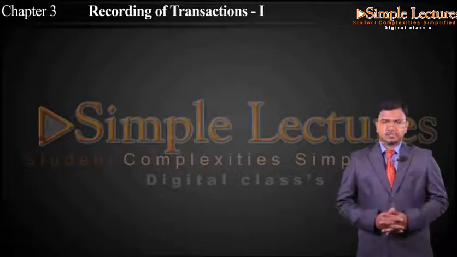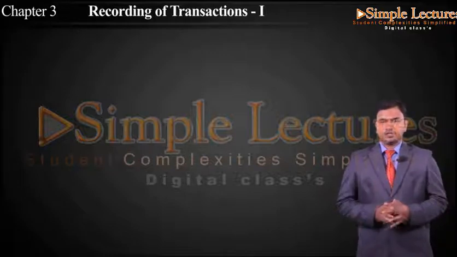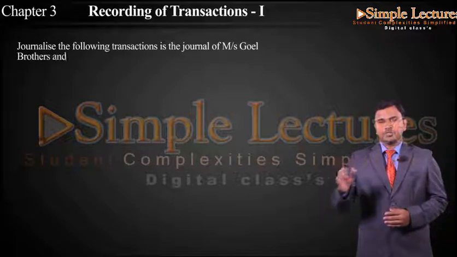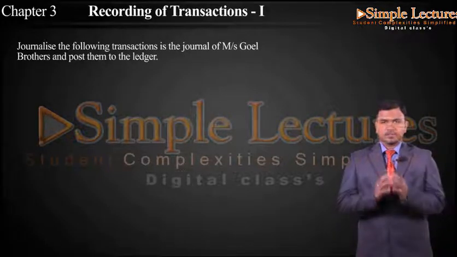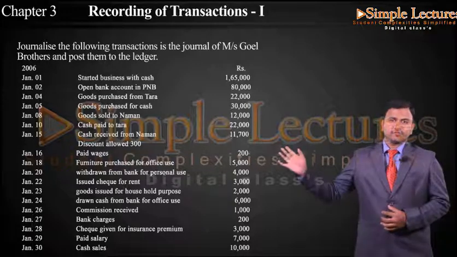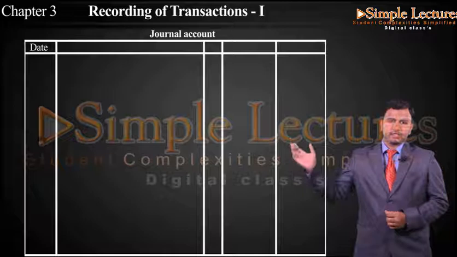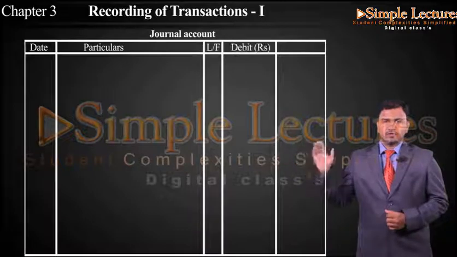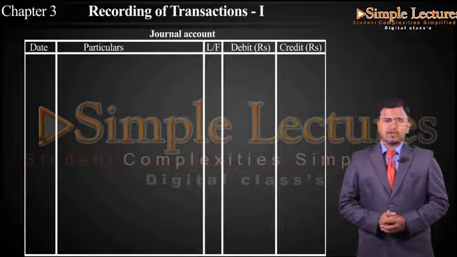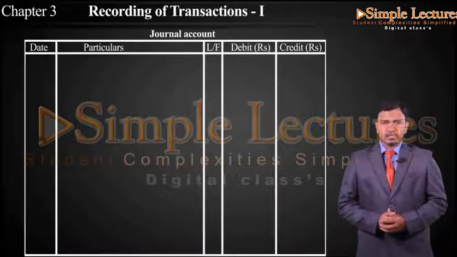Let us take the next illustration where the question is: journalize the following transactions in the journal of Goel Brothers and post them to the ledger. So now first we have to prepare a journal account. Let us take the format first: date, particulars, ledger folio, debit, credit. So now in this particular ledger account we have to post the journal entries.